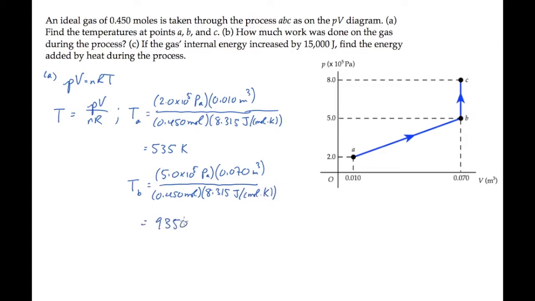At point C, we can either repeat the calculation again or realize that because B to C is a constant volume process, the ratio of the temperatures will equal the ratio of the volumes, and that gives us Tc equals 8/5 temperature at B. That works out to 1.5 times 10 to the 4th Kelvin. Let me record these values up here and erase this so we have room to solve parts B and C.